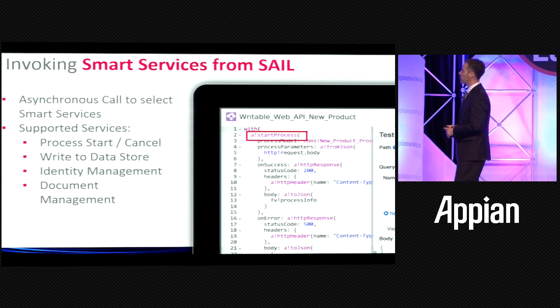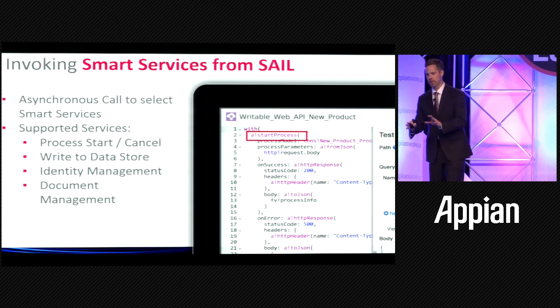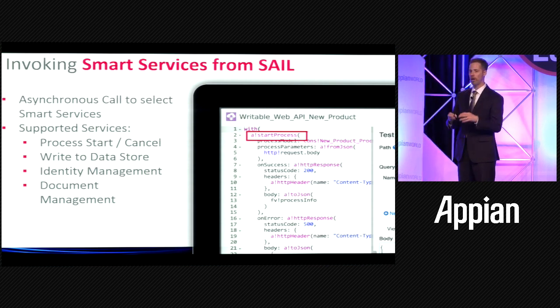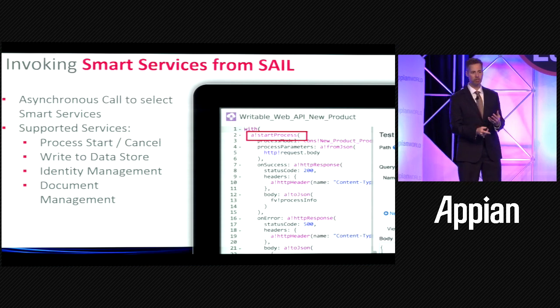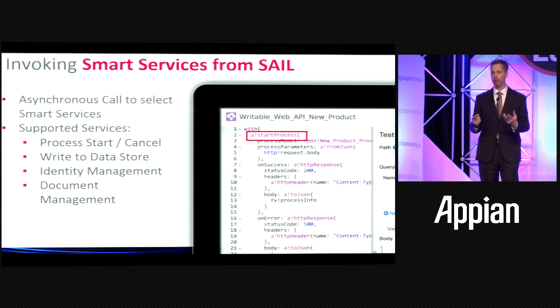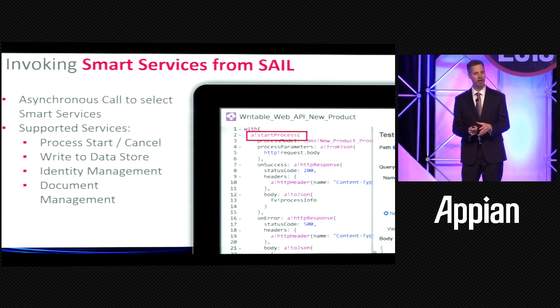Invoking smart service from SAIL. This one seems simple, but it's actually highly transformative. There are a whole number of demos yet to be created that really leverage this to the full extent. You can asynchronously call select smart services. This will allow you to invoke a variety of smart services, such as start process, complete task, document management, uploading documents, managing documents, identity management, and dynamic document generation, all available now from calling an Appian SAIL smart service.